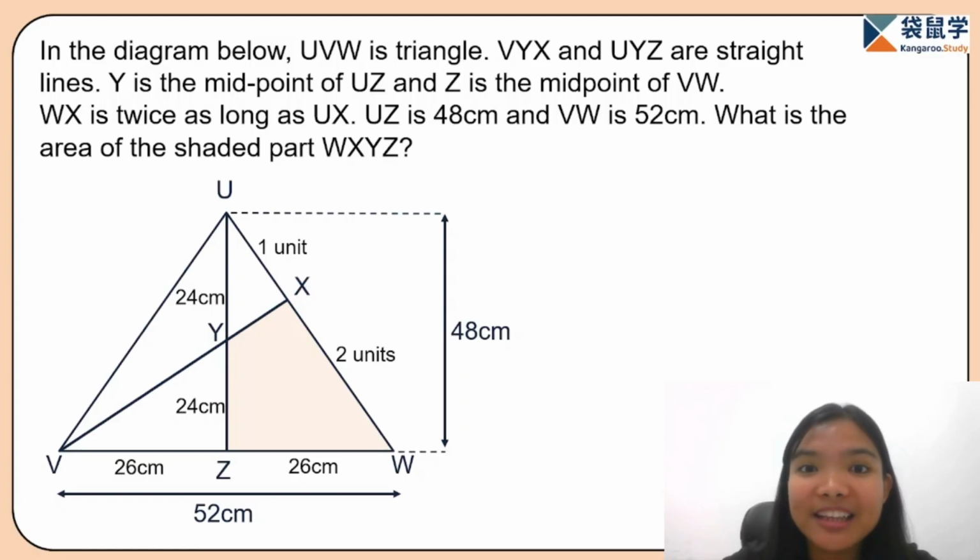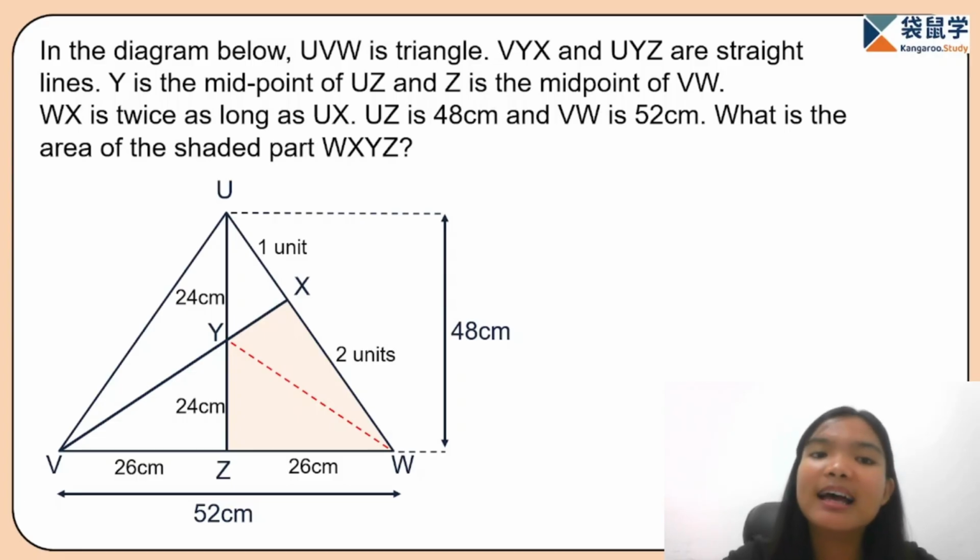Now, can we directly find the shaded area? Not yet, because the shape is unfamiliar. We don't have the exact formula to use. But don't worry, when we see an unfamiliar shape, a great strategy is to try and break it into parts we know. So here, let's try to cut it from point W to point Y. That gives us 2 triangles. Now, can we find the area of these triangles?